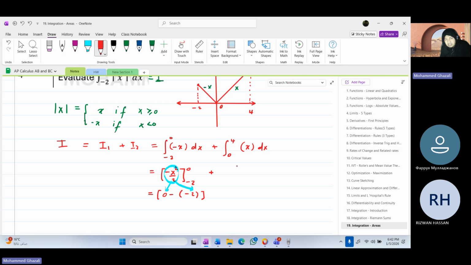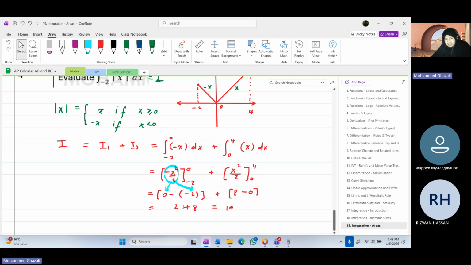We got this answer. The second part is just x squared over 2 from 0 to 4. So if I substitute 4 inside here, I'm getting 16 over 2, which is 8. And substitute 0, I get 0. So that's easy. So I've got 2 plus 8, which is 10.